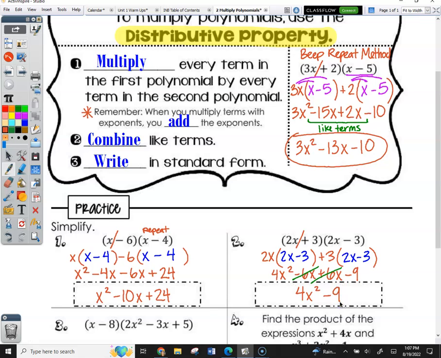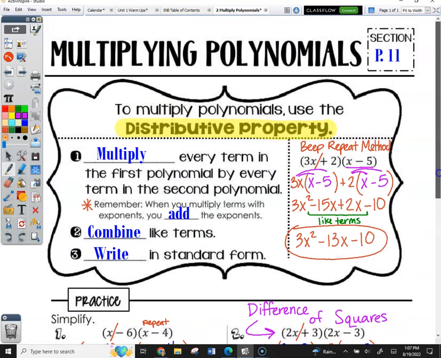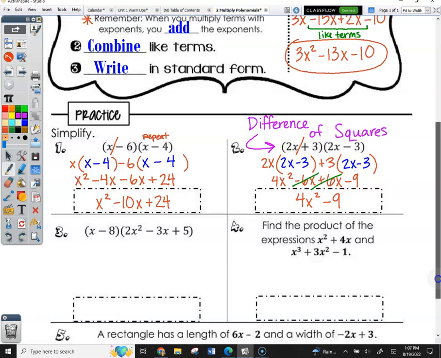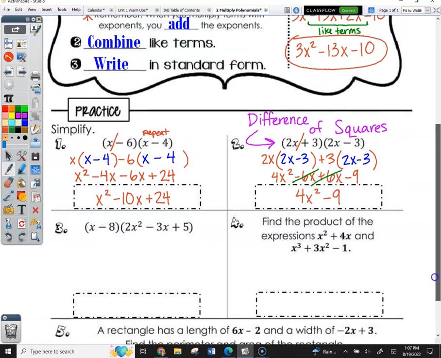Okay, I need you to write some vocab words right here. This is called a difference of squares. Here's why it's called that.